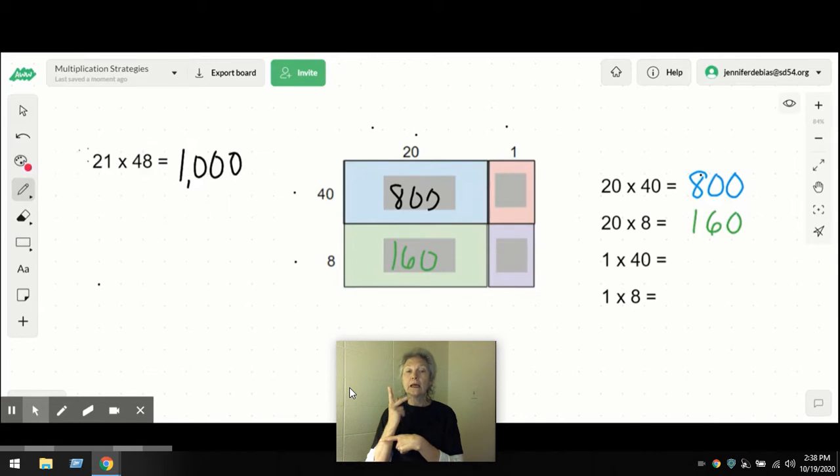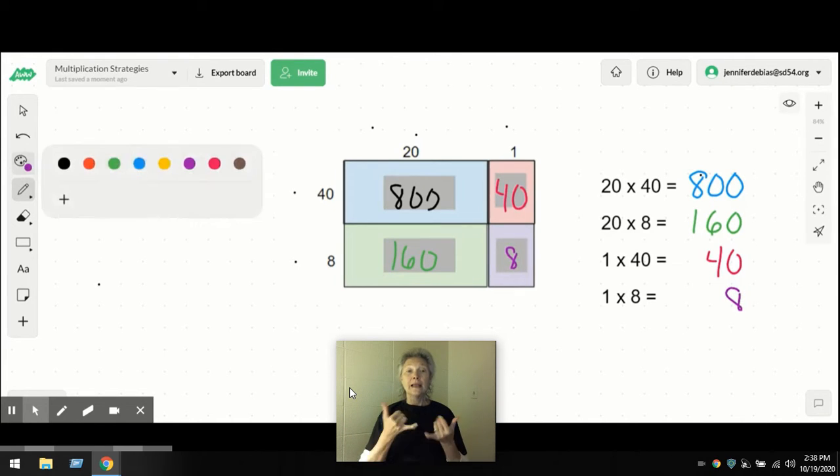Now I'm going to do pink here because I'm moving to my pink box. 40 times 1. You know that that's 40 because anytime you multiply a number by 1, it means you have just one group of that number. So it's its own number, it's itself, right? And I'm going to do purple for 8 times 1, which is 8.